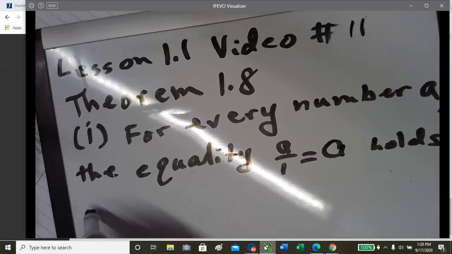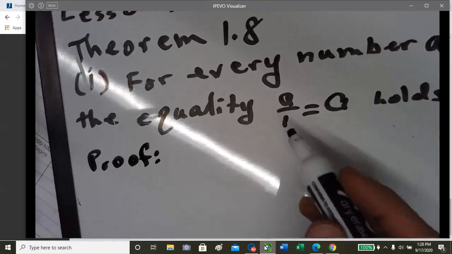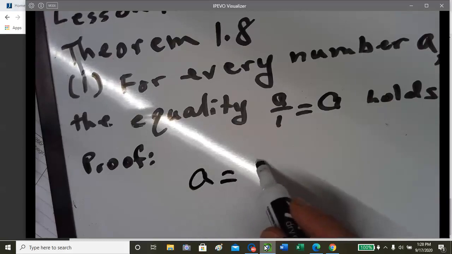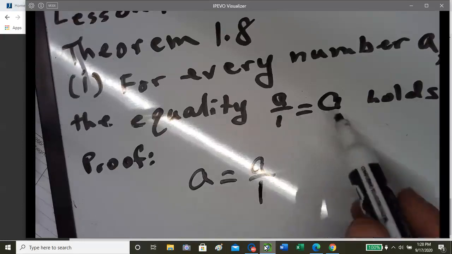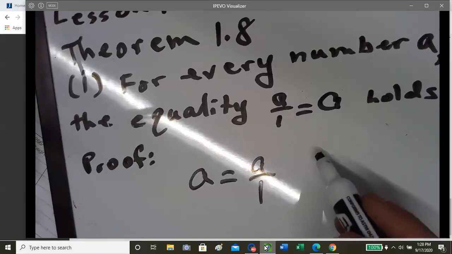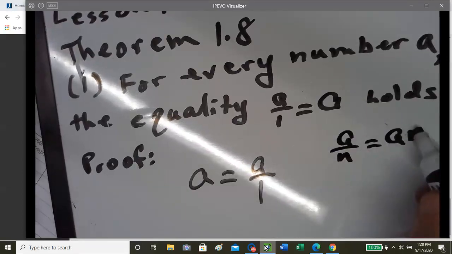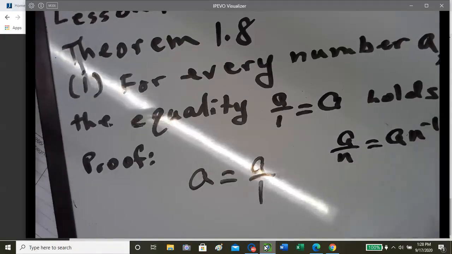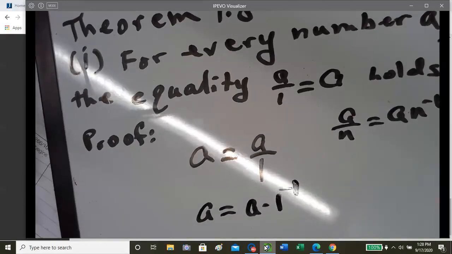So let's take a look at the proof for that. So we're saying that a equals a over 1. All right. So we also know that if we had a over n, that'd be a times n to the negative 1 power. So we could do that for 1 as well. So this would be a times the reciprocal of 1.